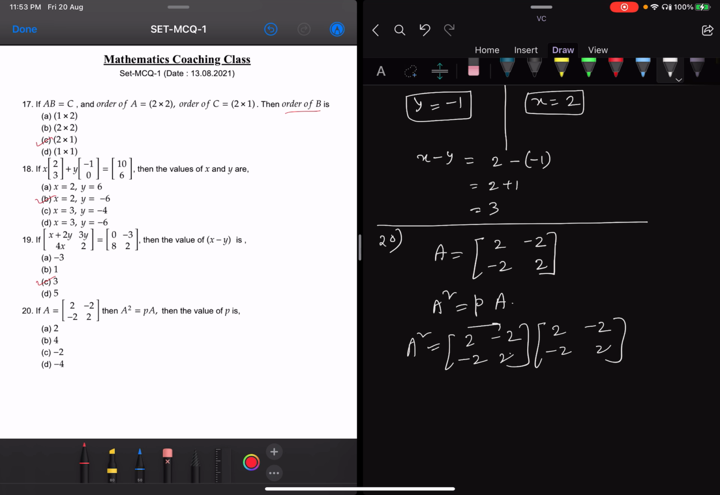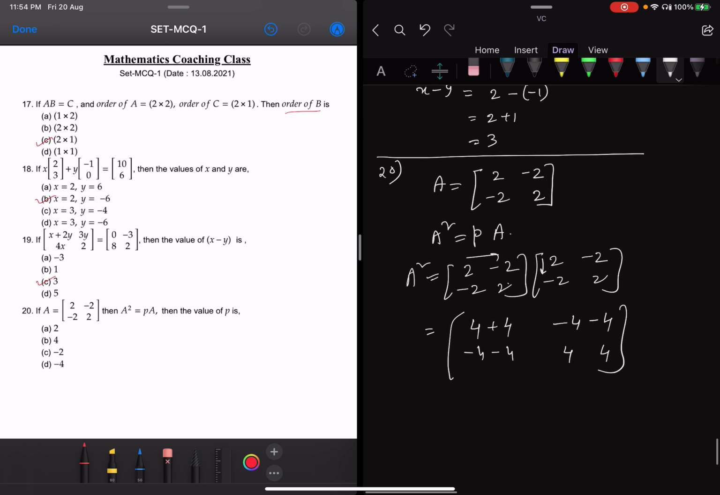By this one, 2 2s are 4, plus 4. Why? Because minus 2 into minus 2 will be 4. 2 into minus 2 is minus 4. Minus 2 into 2 is minus 4. Minus 2 into 2 is minus 4. 2 into minus 2 is minus 4. And minus 2 into minus 2 is 4. 2 into 2 is 4. And what we will get? We will get 8 minus 8, minus 8 8.